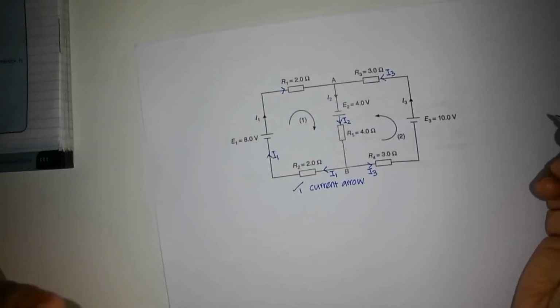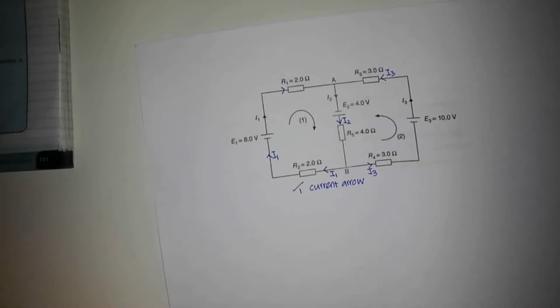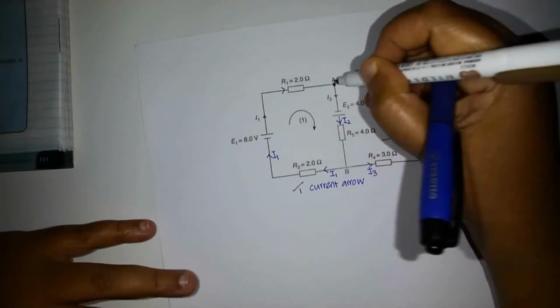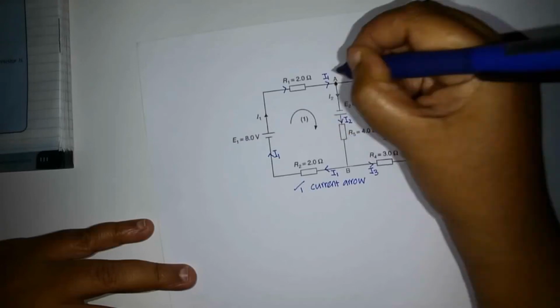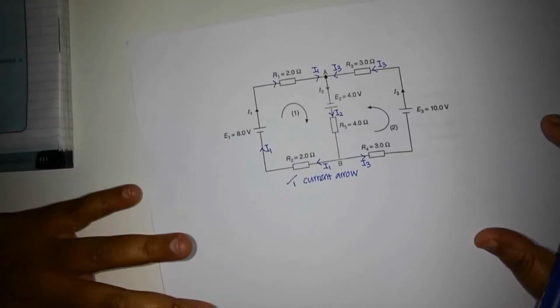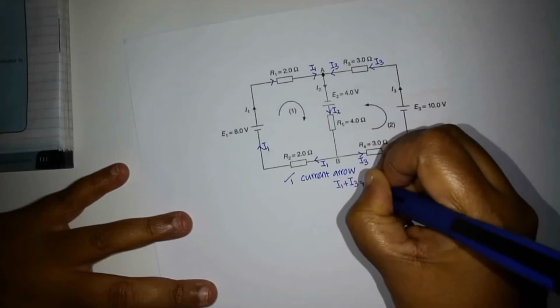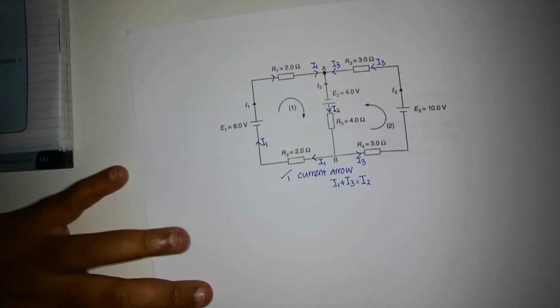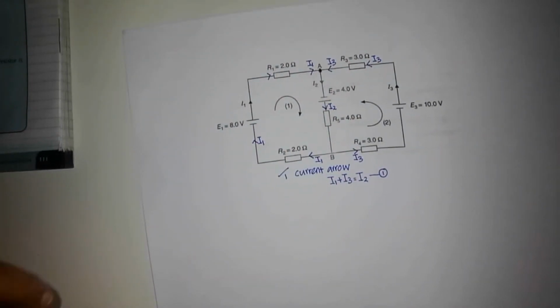Okay, so now we already got the current arrow. We apply Kirchhoff's current law, which is the first law. So we take a junction. I choose to take the junction here. The current flowing in will be I1, current flowing in will be I3, and current flowing out will be I2. So the sum of current in, I1 plus I3, equals I2. This will be the first equation from Kirchhoff's first law.